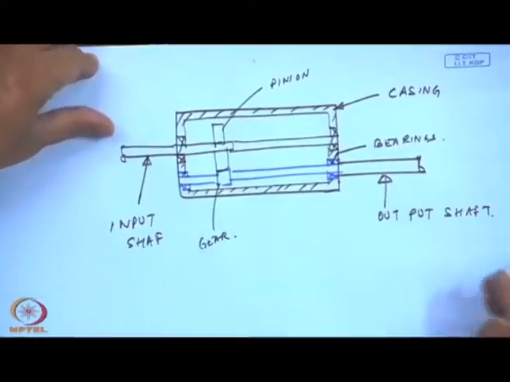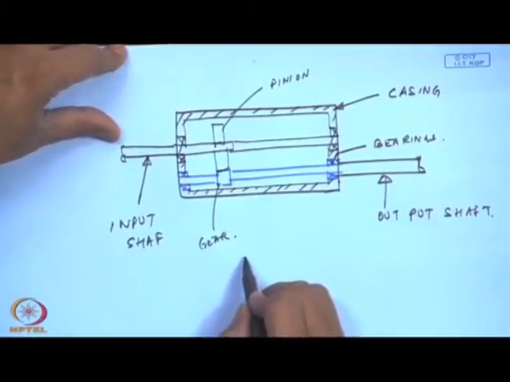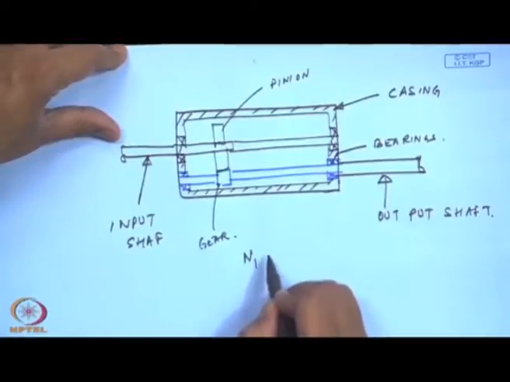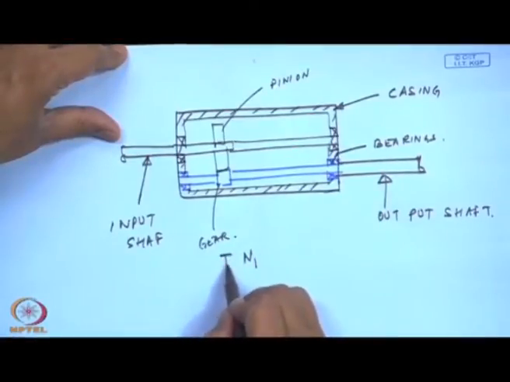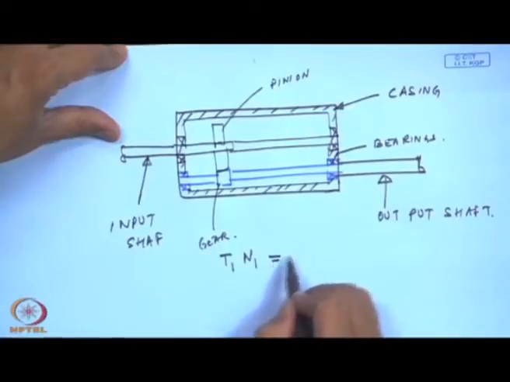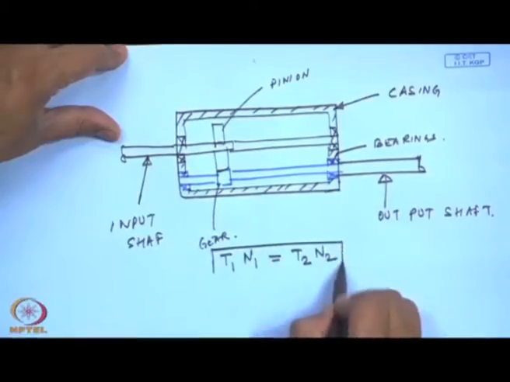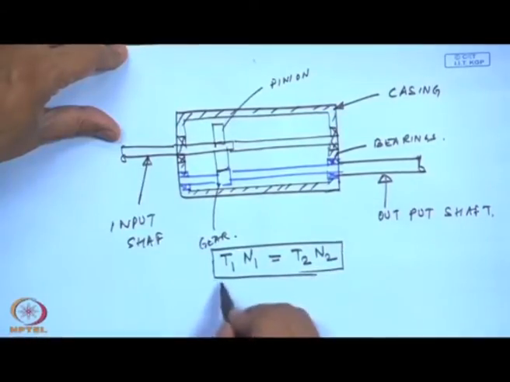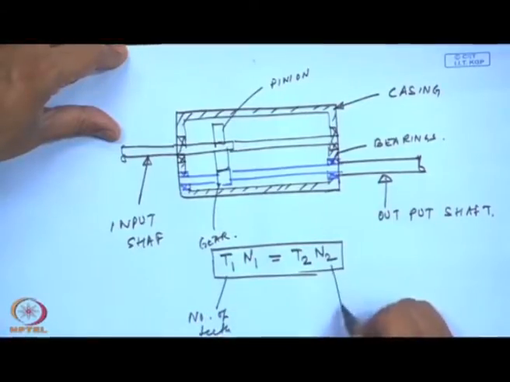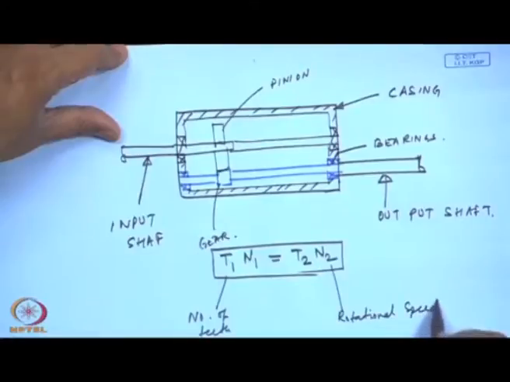One fundamental principle in gearing is the number of teeth times the speed should be equal to the number of teeth in the other gear times its speed. So, this is always obeyed. N is the rotational speed.